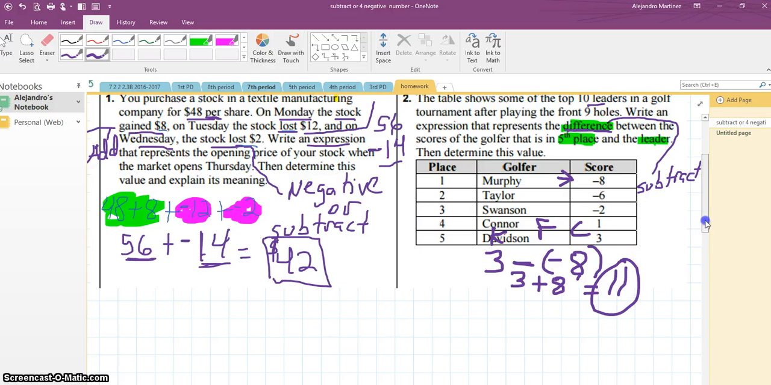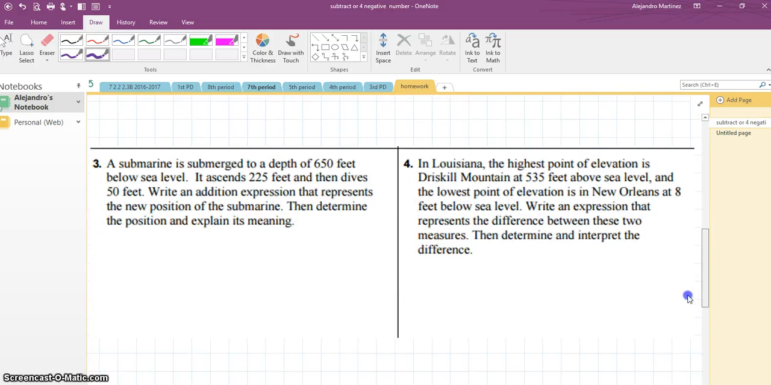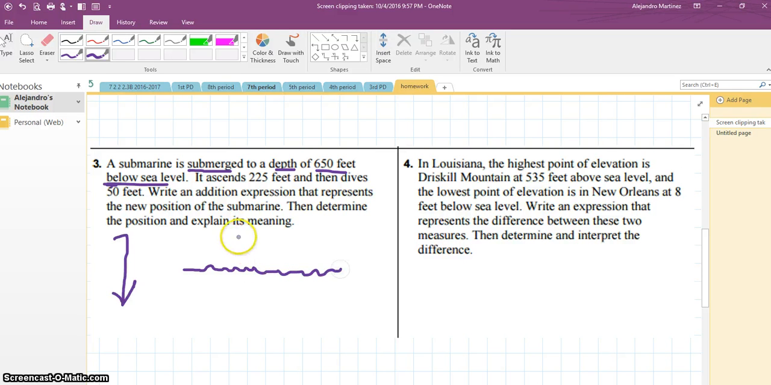That's the answer. Look at this next one here. A submarine submerged. Okay, submerged means we're going underneath, underwater, to a depth of 650 feet below sea level. Look at that, below sea level. So sea level, let's say this is water below sea level. Here is 0. Over here is your positive numbers, and over here is your negative numbers. The water below sea level is negative. Above sea level is positive.